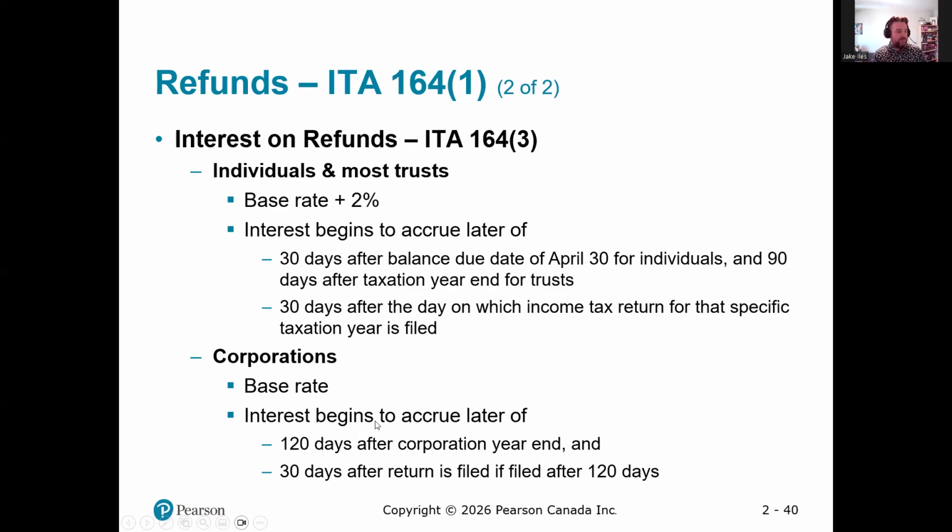For corporations, interest begins to accrue 120 days, about 4 months, after the corporation's year end, and 30 days after the return is filed, if filed after 120 days. So if we file our return after 2 months, they have until 4 months after the year end to get us our refund. If we file the return after that 120 days, so let's say we file the return 6 months later, which is 180 days, they have to pay our refund back within 30 days. So they have this 1 month grace period. Only after does the interest start accruing.